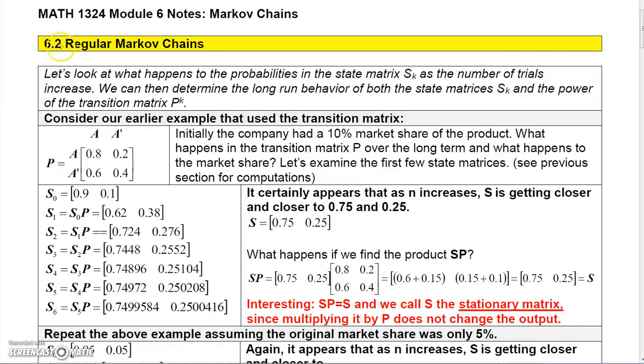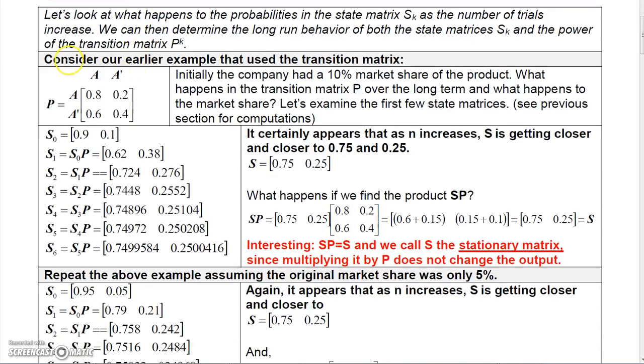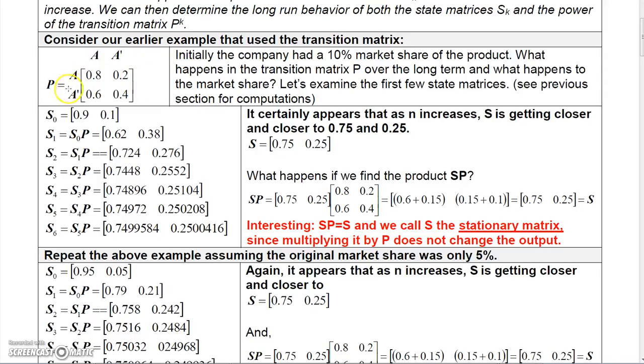Okay, in this section we're going to talk about a particular type of Markov chain called regular Markov chains. But before we do, let's return to an earlier example. If you'll remember our product share example from the previous section, we had this as our transition matrix. Now let's examine the first few state matrices that we might come up with.